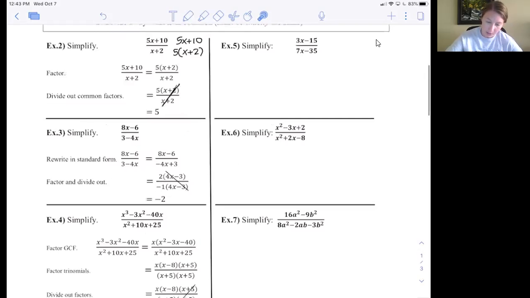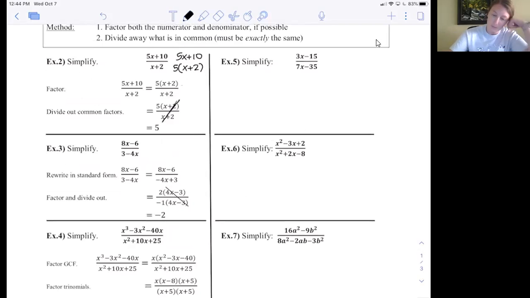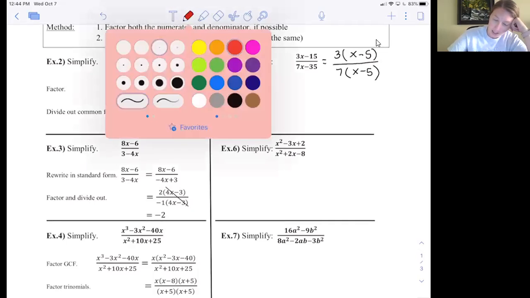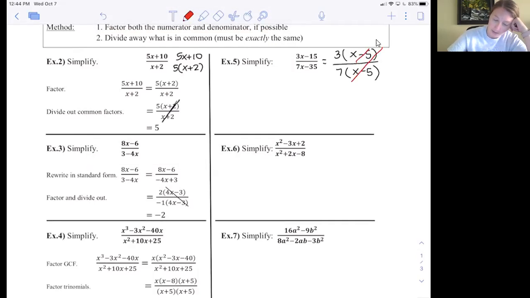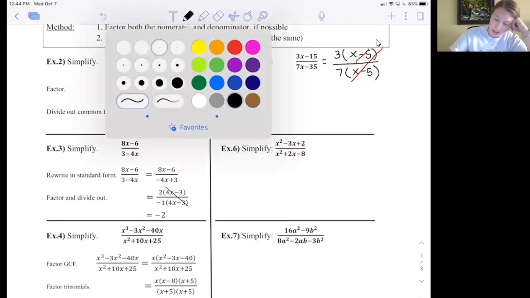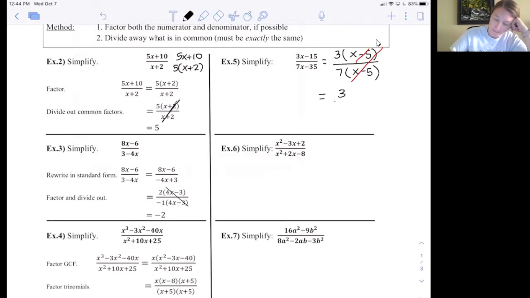Let's quickly do this one up here, example 5. So for 3x minus 15, I see that I can take a 3 out. So I'm going to do that. And then I'm left with x minus 5 inside. Sorry, that's a 5. And then on the bottom, I see I can take a 7 out. So I'm left with x minus 5. So now I can cancel these x minus 5s. Those cancel out. So my answer is just 3/7.